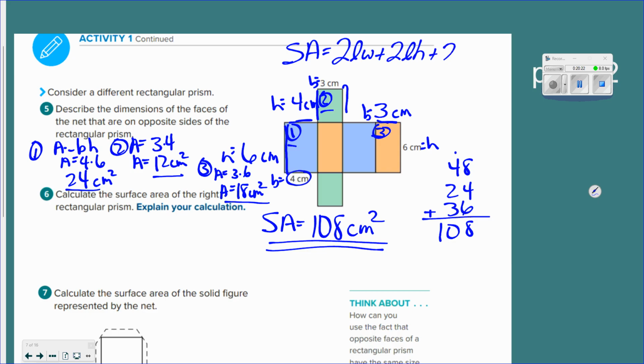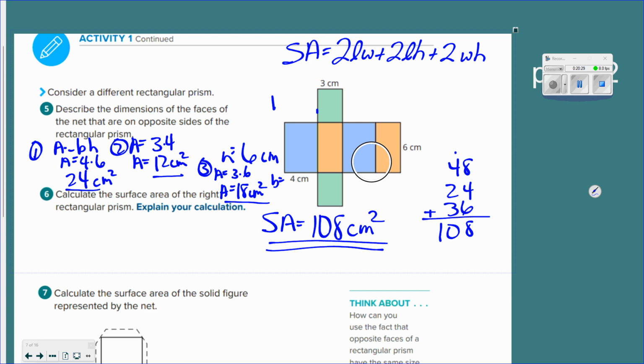If I erase these marks and go back to my original prism, this would have had a height of 6. My length would have been 3. My width would have been 4. So all I'm doing is each one of these pieces is being multiplied by 2 because there are 2 of each of them. So that's going to explain where that surface area formula comes from. Or you can just draw the net, find the area of each one, double them, get the same answer.